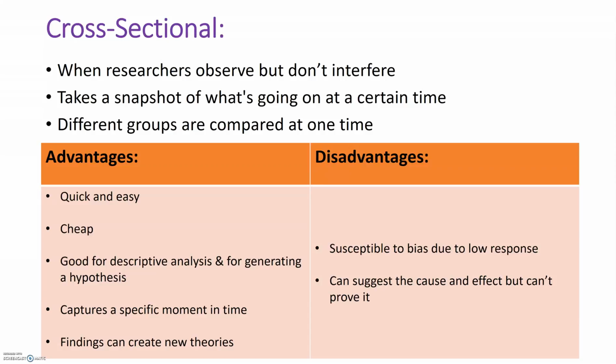The disadvantage, however, is that it's susceptible to bias due to a low response, and it can suggest the cause and effect, but it can't prove why this happened. So, for example, you could look at the flexibility of female gymnasts and put them into groups, so from the age of 6 to 10, then 11 to 15, and then 16 to 20.